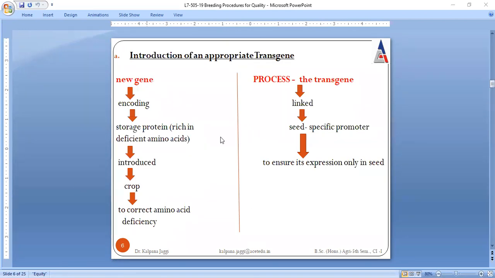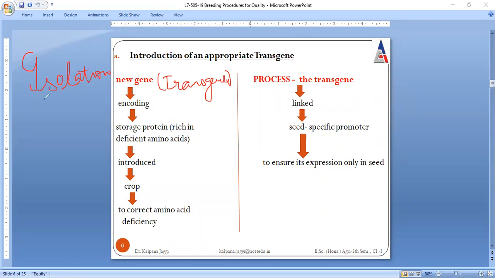Before actually I enter into the process, what is done here? Any new gene is isolated, but this new gene, again I repeat, is called a transgene, because the method itself is the introduction of an appropriate transgene. Transgene means new gene. So obviously the very first step is the isolation of a new gene.